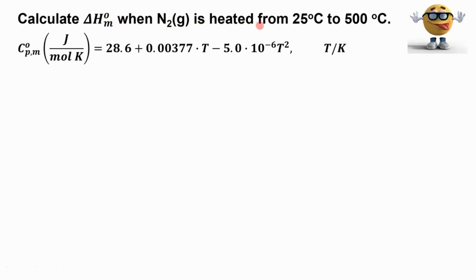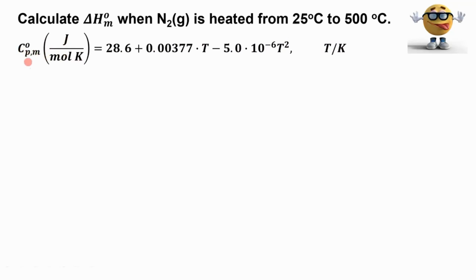When nitrogen is heated from 25 degrees Celsius to 500 degrees Celsius, we're given an equation for the heat capacity at constant pressure, and this is the molar heat capacity, the standard molar heat capacity, so a pressure of 1 bar, and it's in units of joules per mole Kelvin. Notice we don't have units here, but the equation tells us if we plug in the units of Kelvin for temperature, then the value that we get will be in joules per mole Kelvin for the heat capacity.